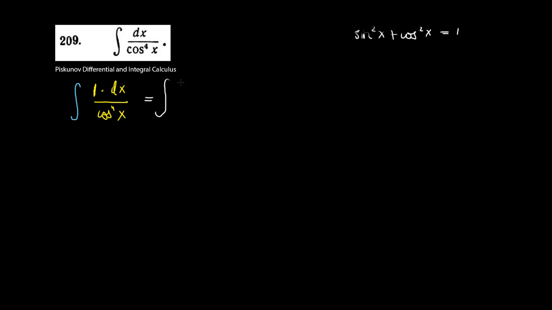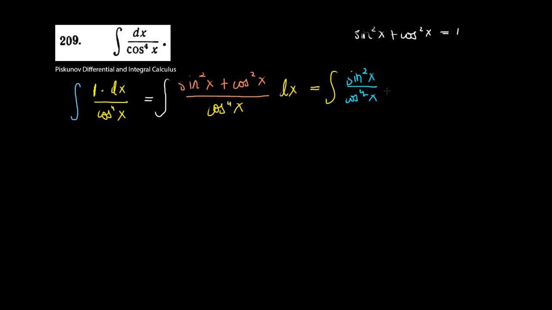So let's just substitute that 1 that we have there as sine squared of x plus cosine squared of x, and in the denominator we're still left with that cosine to the power 4x dx. And now if you split it up, it is the integral of sine squared of x over cosine to the power 4x plus cosine squared over cosine 4 is nothing but 1 over cosine squared of x dx.